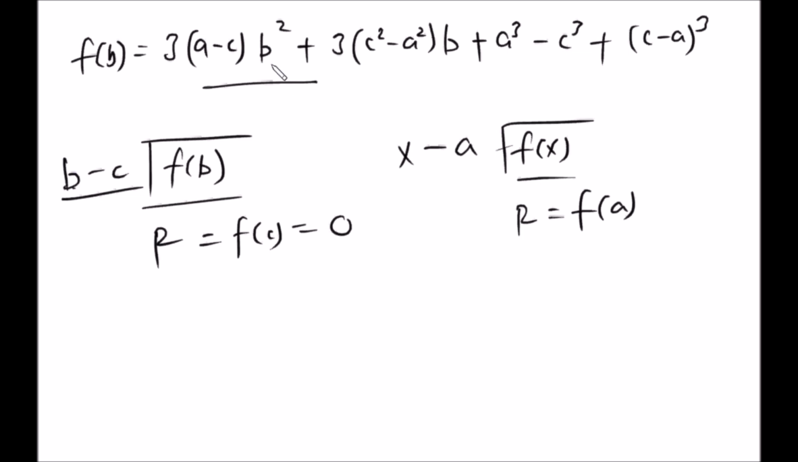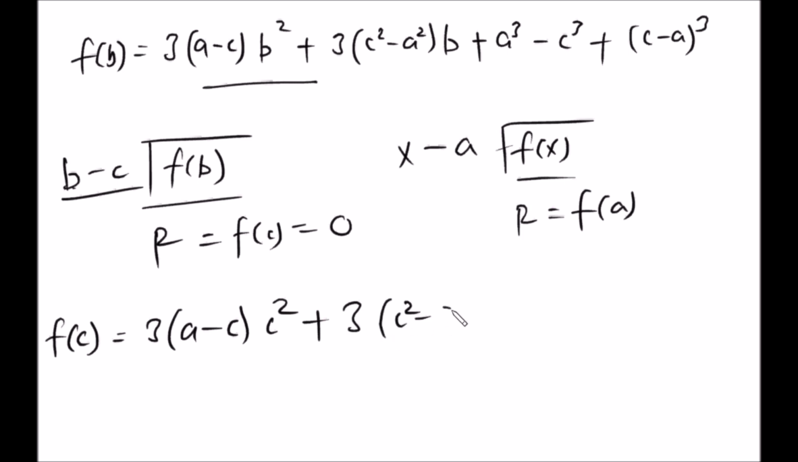So hapa kwenye b now mtaweka nini? Mtaweka c. So nikiweka c hapo kwenye b, f of c itakuwa ni nini? 3a minus c squared plus 3c squared minus a squared c plus a cube minus c cube, so plus c minus a nini cube. So nikiexpand hii kama x itakuwa 0, maana yake b minus c is a factor of what? Of fb. So let's expand it now.